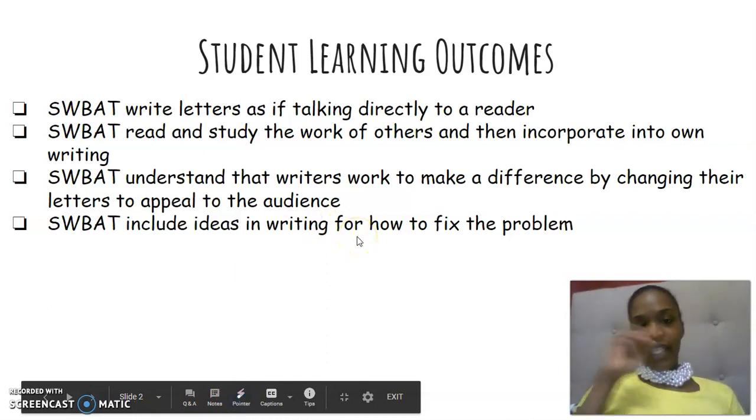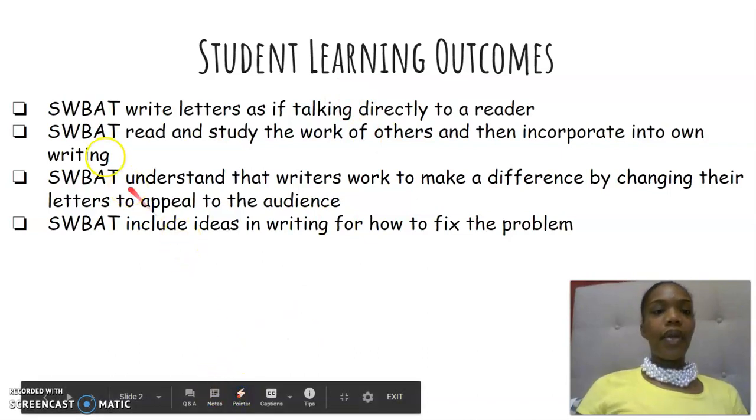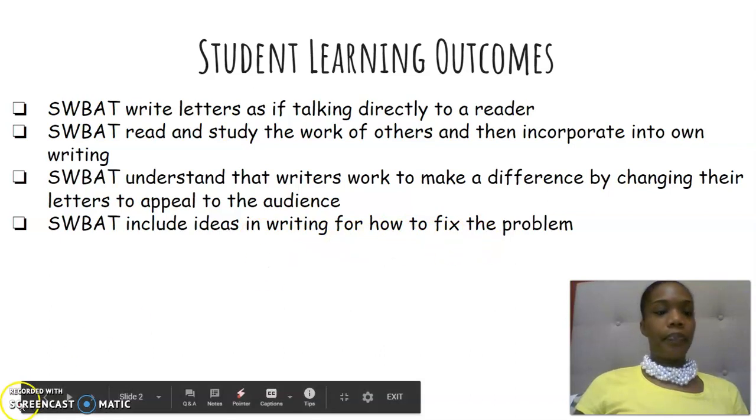Before we go into our writing lesson, you know Miss Kitchens loves to go over the student learning outcomes. Students will be able to write letters as if talking directly to a reader. Students will be able to read and study the work of others and then incorporate it into their own writing. Students will be able to understand that writers work to make a difference by changing their letters to appeal to the audience. Students will be able to include ideas in writing for how to fix the problem.